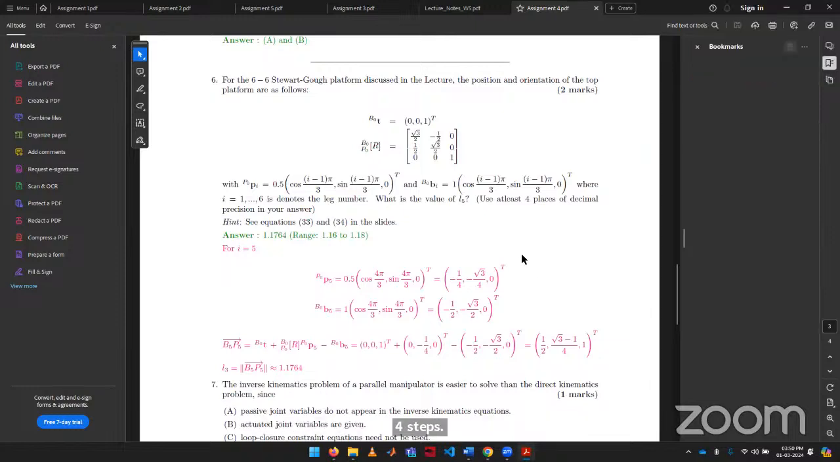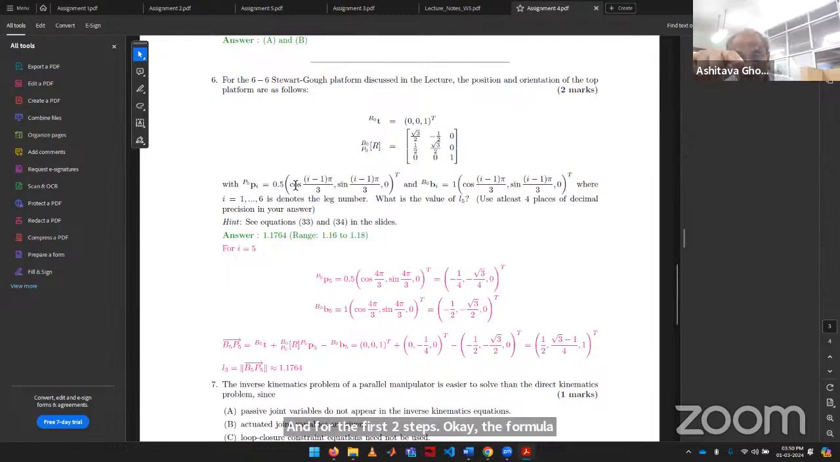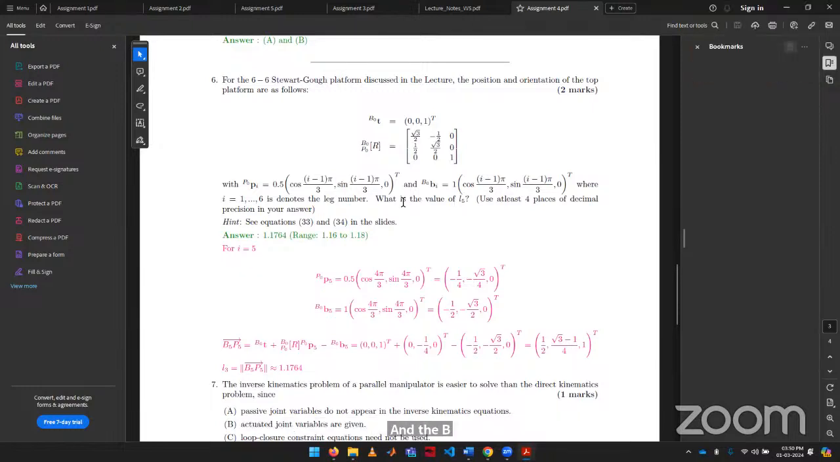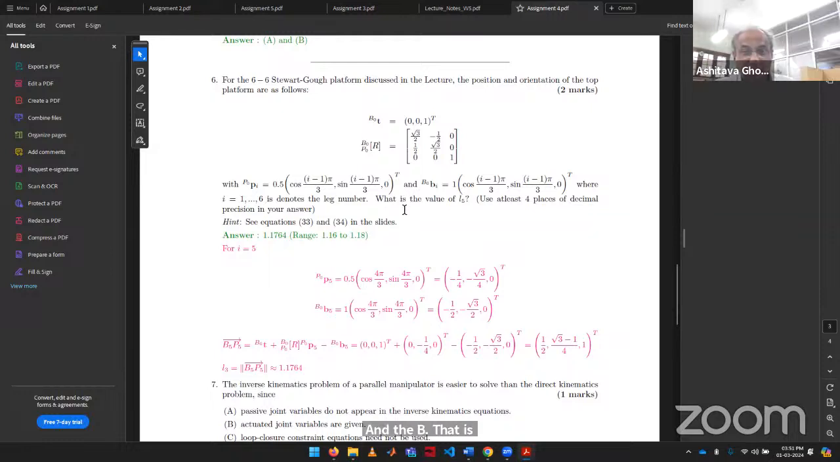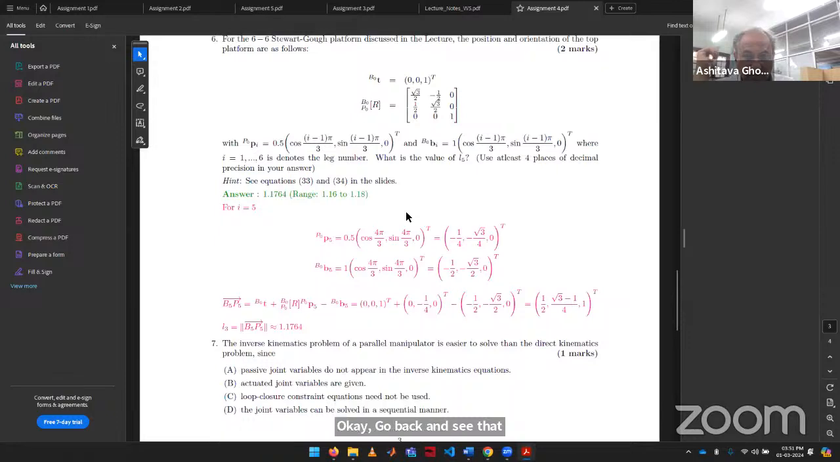And for the first 2 steps, the formulas are given already, 0.5 cos I minus 1 and so on. And the B0, BI formula is given in the question. But you need to know what is B5, P5. For that you need to go back and see the notes. Okay, so for this, if somebody says I spent 1 hour, I couldn't solve it, then you are not spending properly.